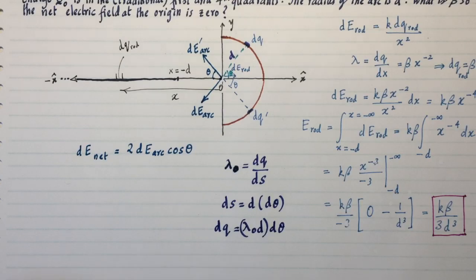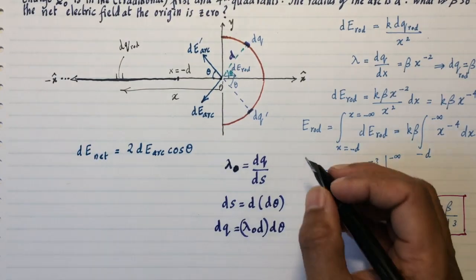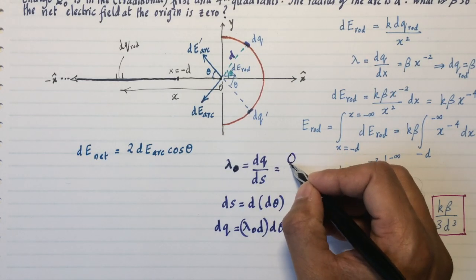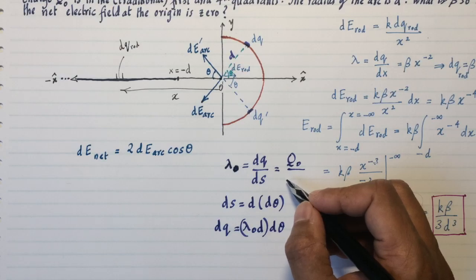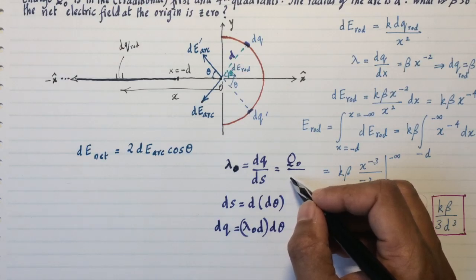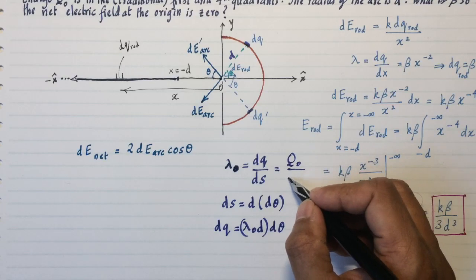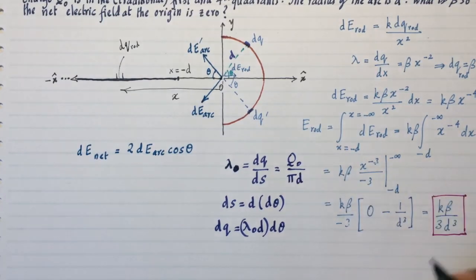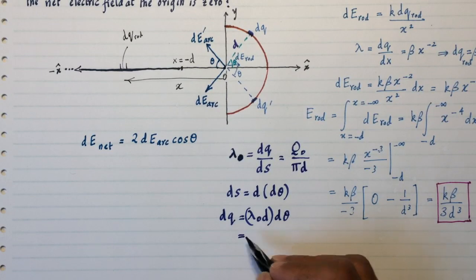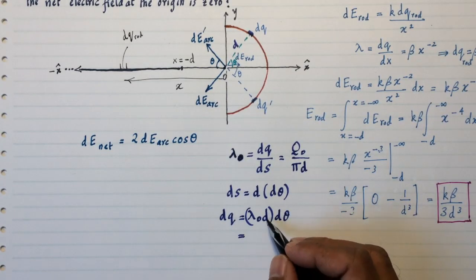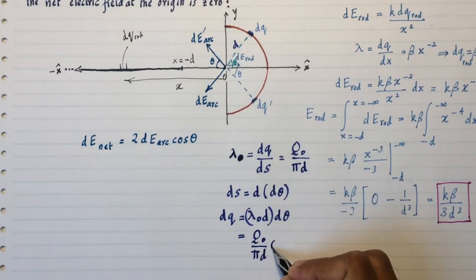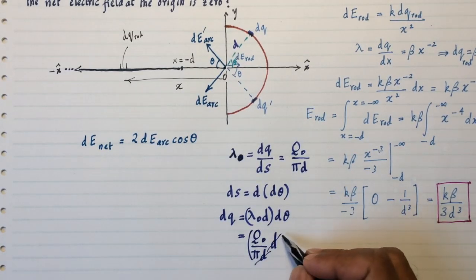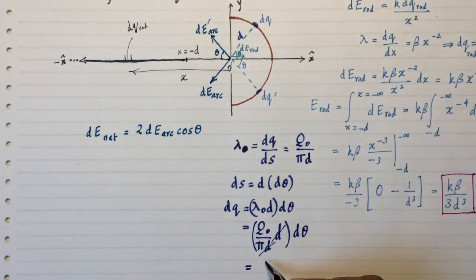Now, also separately, what is lambda naught? Lambda naught is the total charge of the arc divided by the total length of the arc. The circumference of a circle is 2 pi times the radius, so the semicircle has length pi times the radius. So let me put that in there and get rid of that offending d altogether. So that's q naught over pi d, times d goes away. Nice. So I just get q naught over pi d theta.